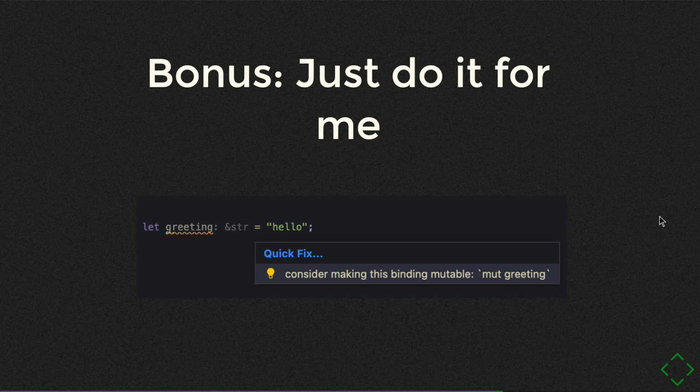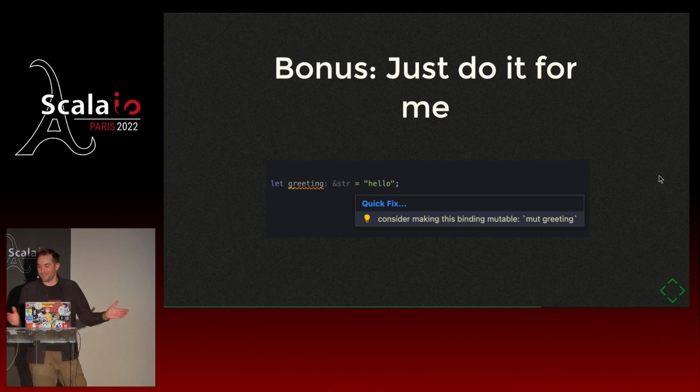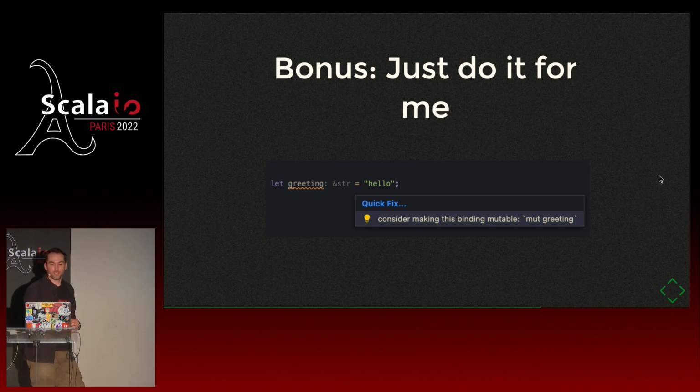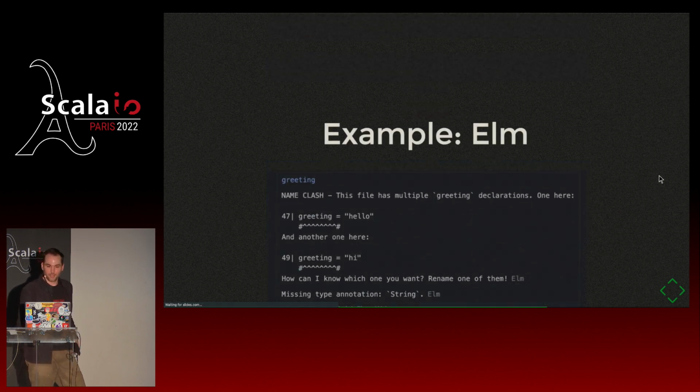And then a bonus, what if it just did it for you and you didn't have to do it yourself? In the Rust example, if I went up to the first position of where greeting was, I see something called a quick fix that just let me click a button and it will automatically change the code for me and make it right. That's pretty awesome.